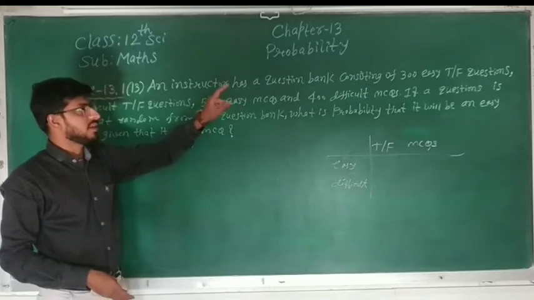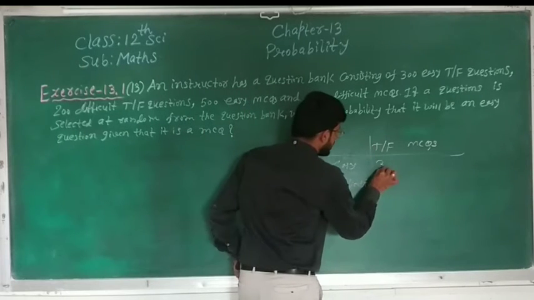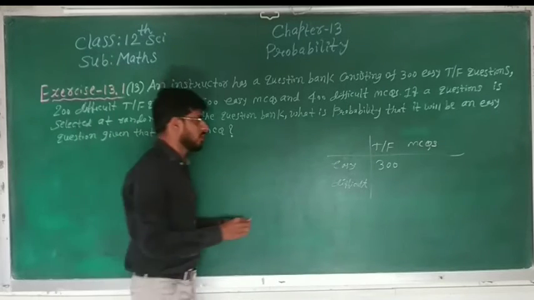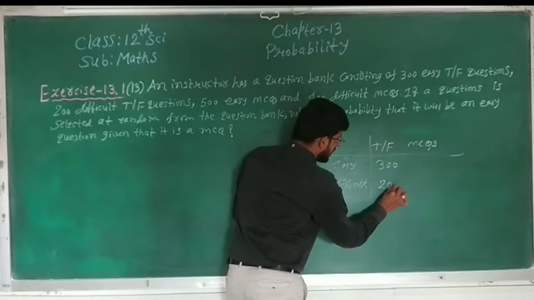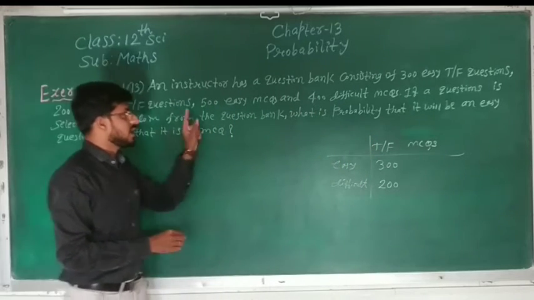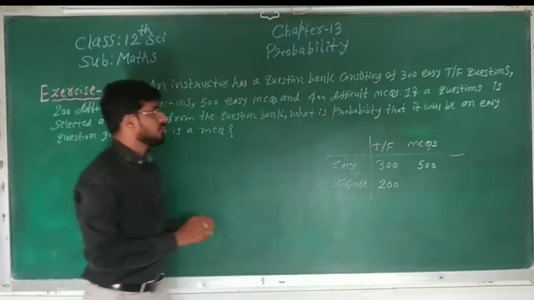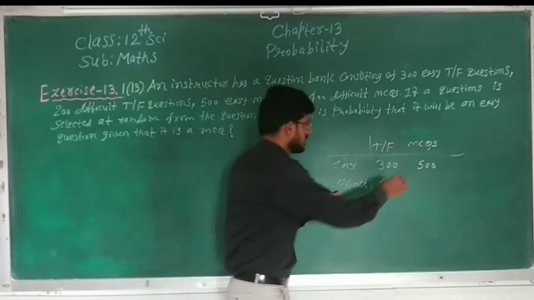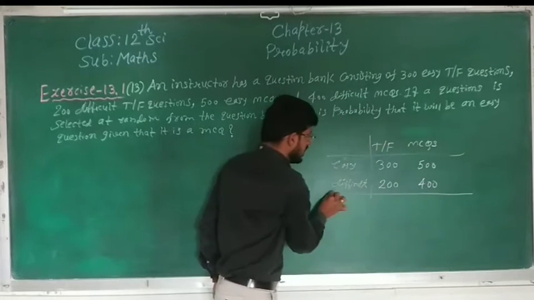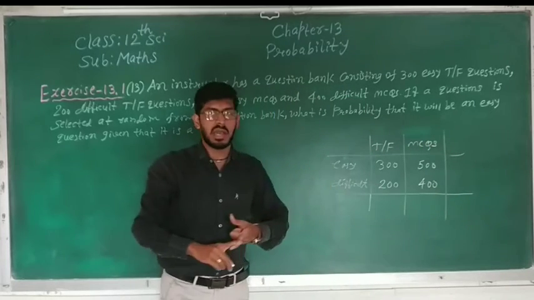So 300 easy true false questions. Easy true false questions will be 300 and 200 difficult true false questions. Here write down 200 difficult true false questions. 500 easy MCQs. So here write down 500 easy MCQs and 400 difficult MCQs. Now find out the total number of true false questions, MCQs as well as easy and difficult questions.